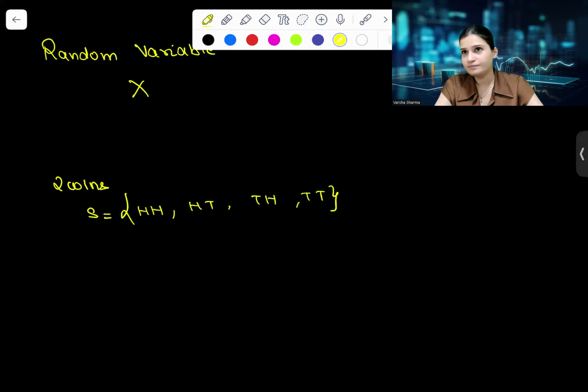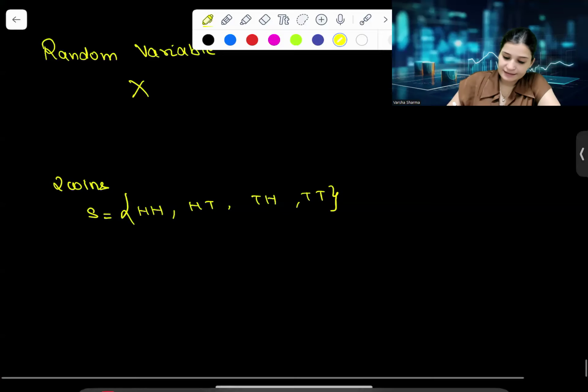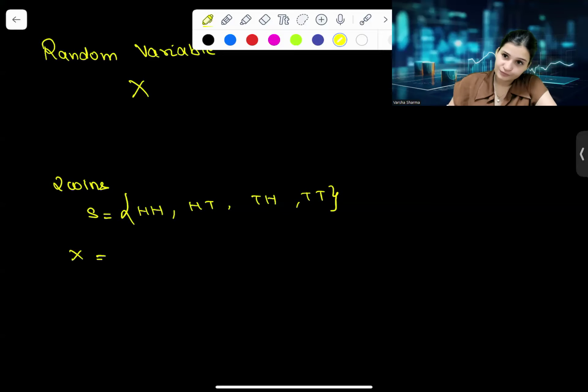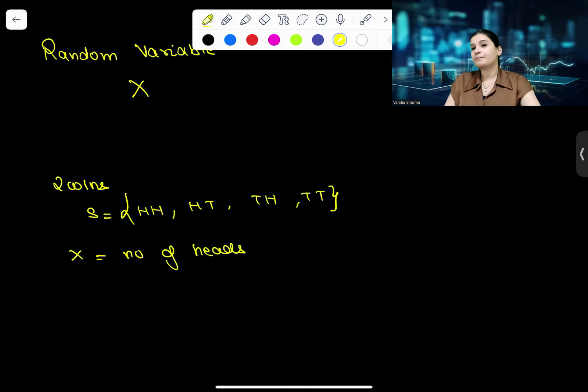Agree? Yes, ma'am. Okay. So now the criteria will be X. The question will tell you, okay? It represents number of heads. The question will always tell you.